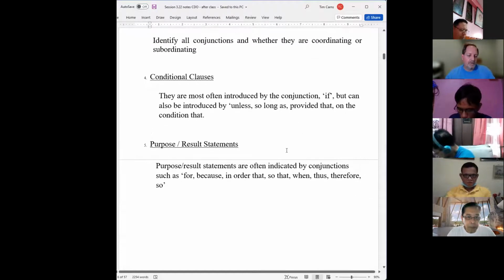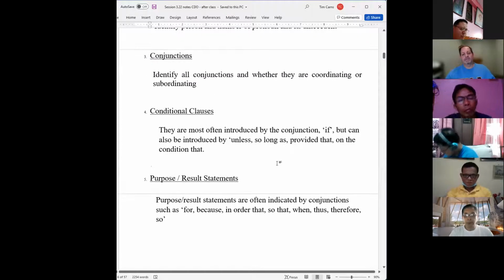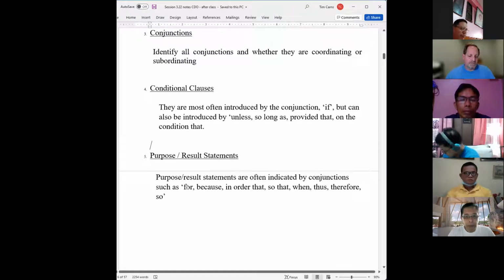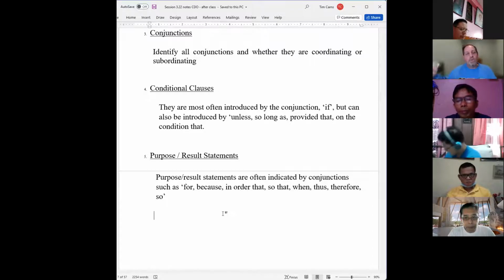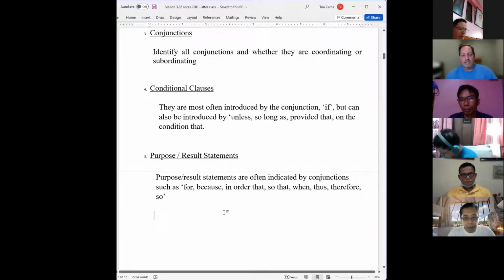And then finally, look for purpose or result statements. Those statements that follow words such as for, or because, or in order that, so that, when, thus, therefore, so. These are statements that indicate a result of an action, or the purpose of an action, or the means, the way that an action is accomplished.